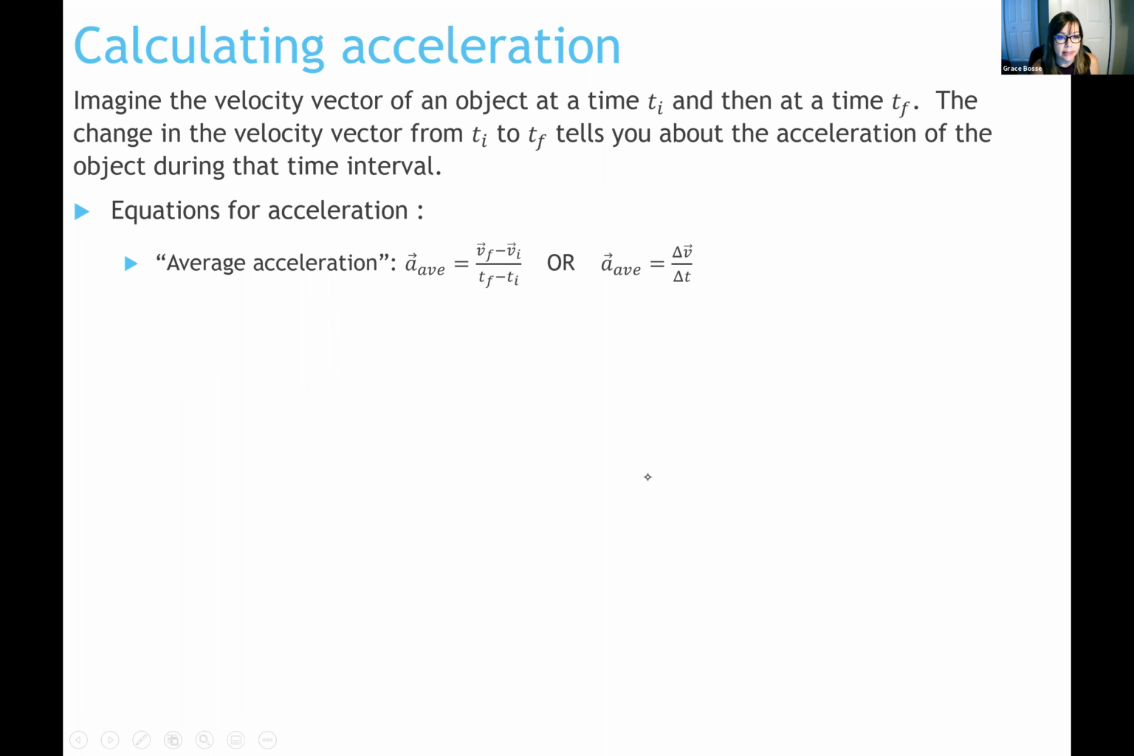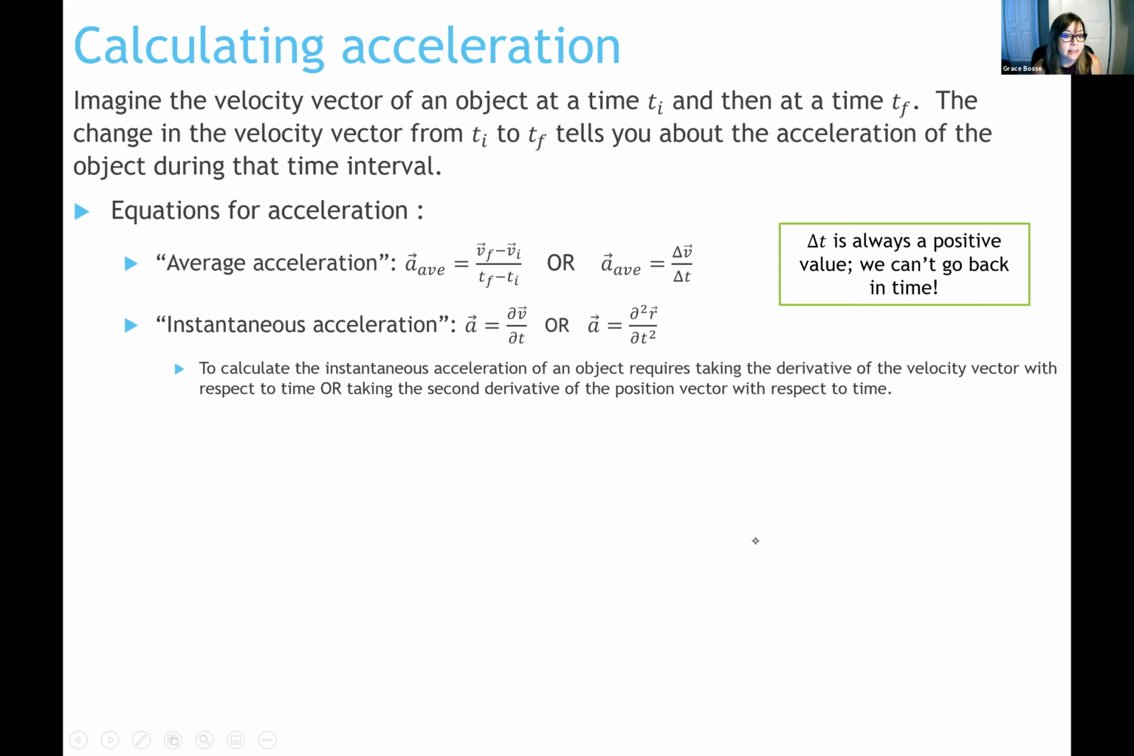So you might write that instead as delta V over delta T, which means change in velocity divided by change in time. And I'll note right now that, remember, delta T is describing a positive time interval because T final always has to be bigger than T initial. Time always marches forwards. We can't go back in time. So this delta T is always going to be a positive scalar quantity.